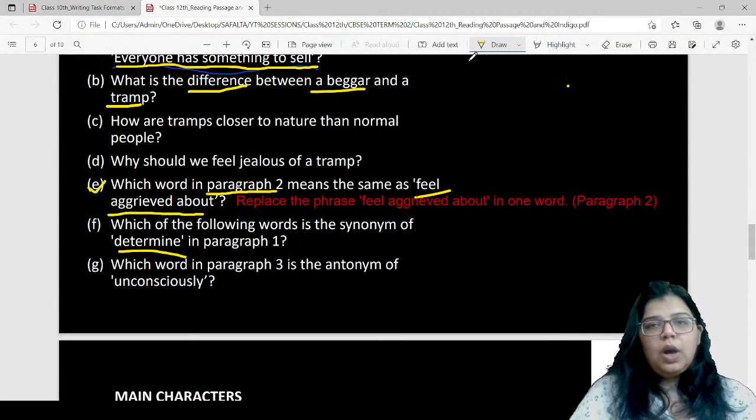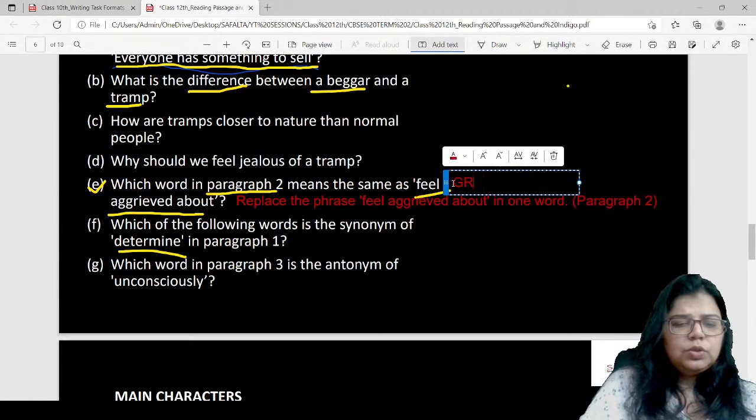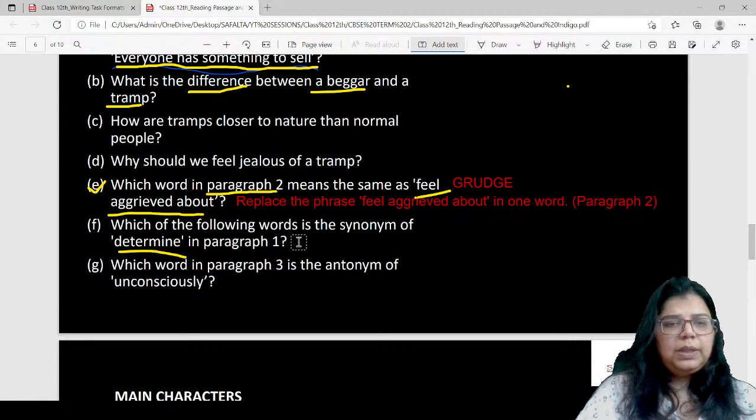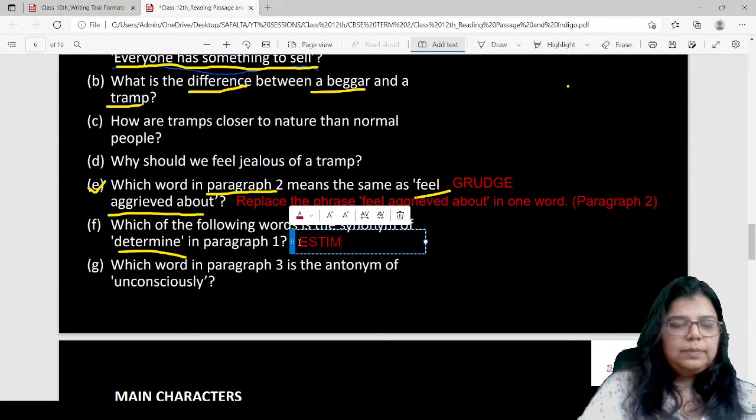So here your answer is going to be grudge, and here your answer is going to be estimate.